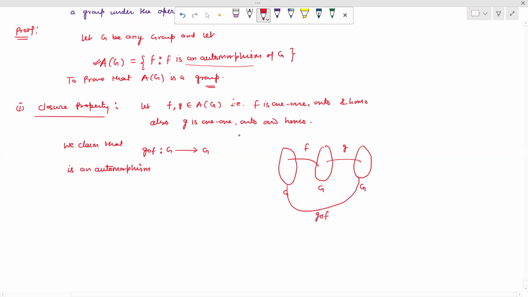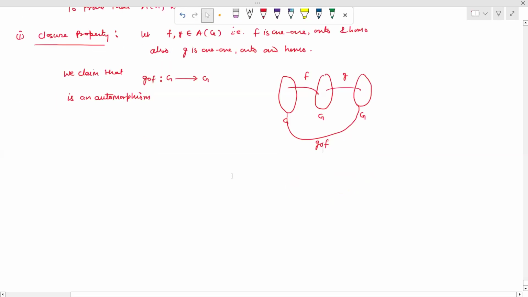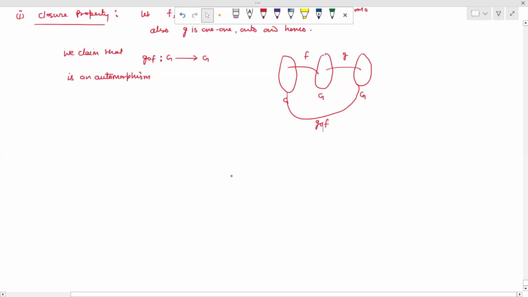Now, to prove that G composition F is an automorphism, it is clear we shall first prove that G composition F is one-to-one.